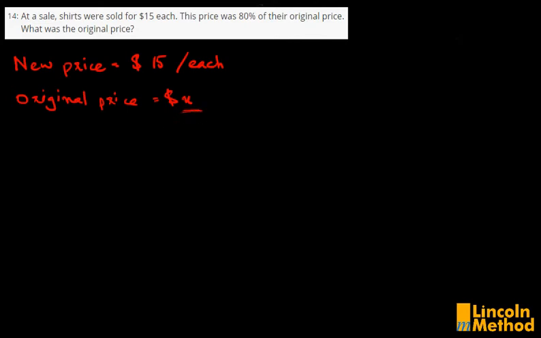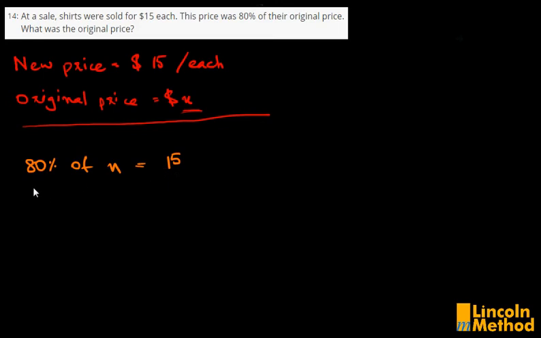What we have been told is the new price that the shirts were being sold for, and also the fact that this price was 80% of the original price. So let's write this down in the form of an equation so that it's easier for us to understand. Now the shirts are being sold for $15, which is 80% of the original price. So 80% of X is 15.